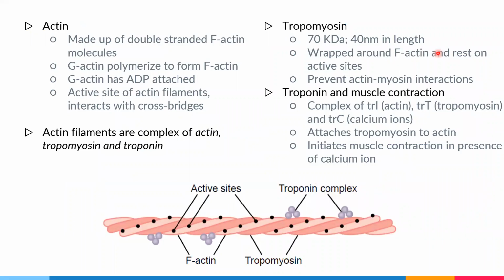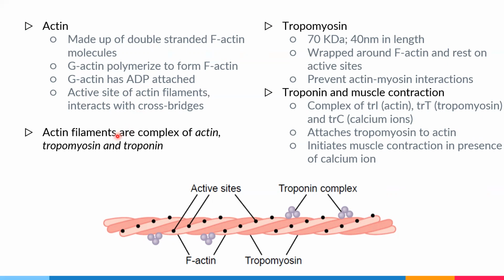Next, we move on to the active filaments. The active filament is made up of double-stranded F-actin, or filamentous actin, molecules. Filamentous actin, on the other hand, is actually a polymer of globular, or G-actin. The G-actin can bind ADP, and this ADP-attached G-actin acts as the active site of the actin filament and interacts with the cross bridges of the myosin that we have just seen.